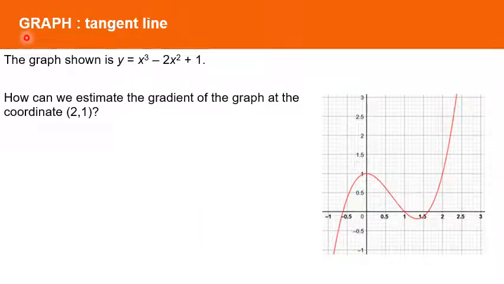Now let us find the gradient using the tangent line. Here I already have the graph. This is the graph for y = x^3 - 2x^2 + 1. Now we are going to estimate the gradient at the point (2, 1). What does it mean by (2, 1)? It means that the x value has to be equal to 2 and the y value has to be equal to 1.